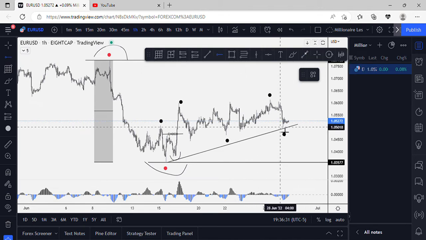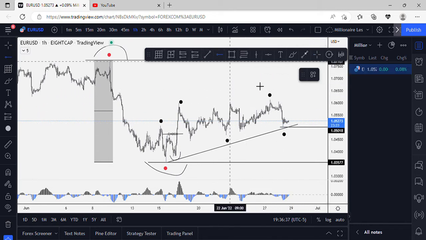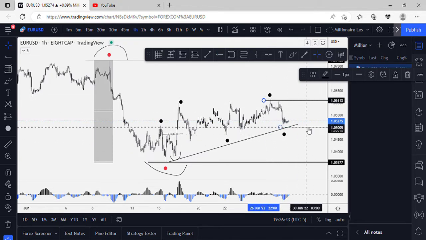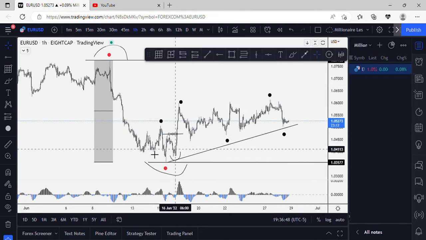So if price doesn't break below this swing low, guess what? I'm going for buys. If price gets to this swing high and rejects it, guess what? I'm going for sells, so on and so forth. Hopefully that makes a little bit of sense. But like I said, when price fails to make a new low, this is a change of character.